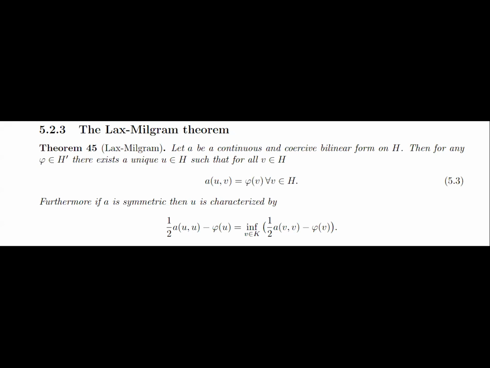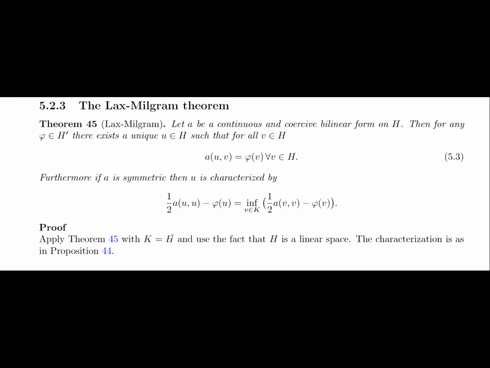And the proof is exactly you replace K by H, you apply the theorem. And since H is a linear space, you do exactly the same proof as in the proof of the projection theorem on a linear subspace, and you have your Lax-Milgram theorem. And then the characterization is the same as in the Stampacchia theorem. That's it for the Stampacchia and the Lax-Milgram theorem.